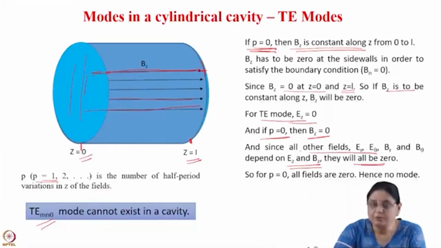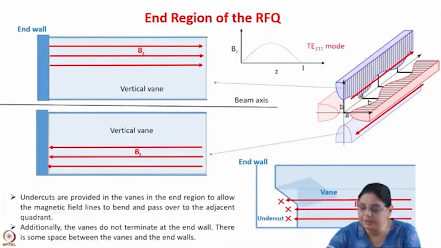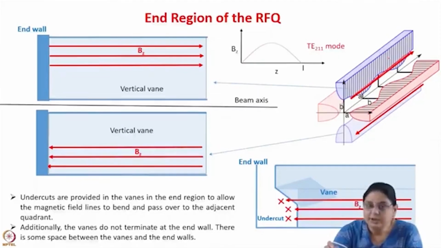But for the RFQ, we require a TE210 mode. If these are the 4 vanes of the cavity, we need a field that is constant along Z. But what we actually get is a TE211 mode, in which there is one half period variation in the fields along the Z direction, so that the fields go to 0 at both the ends to satisfy the boundary condition.